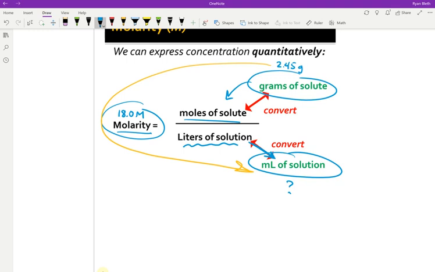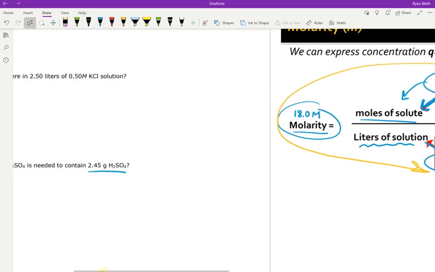And you can imagine: convert, use the main equation in black, and then convert again to get down to milliliters of solution. So our first step here is to go from grams into moles. Our first step is a gram-mole conversion. So let's go back and do that one first.